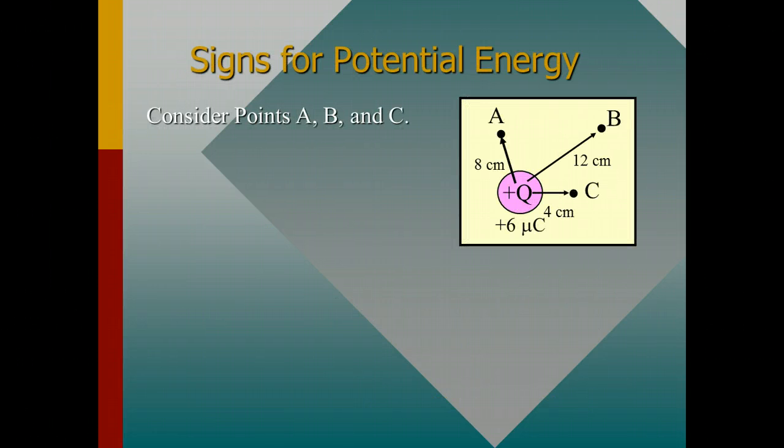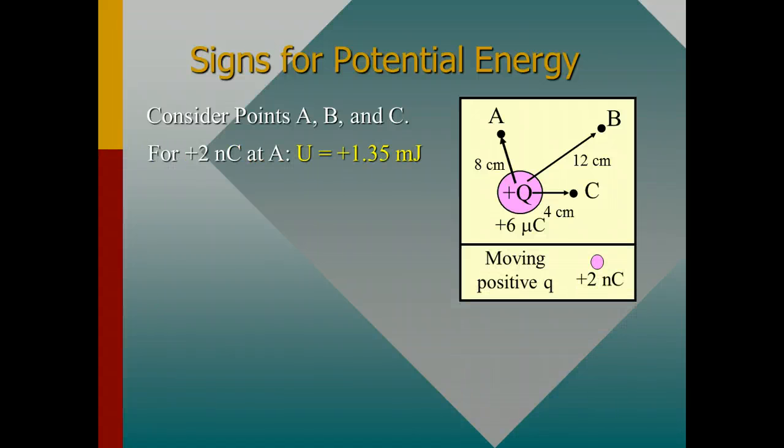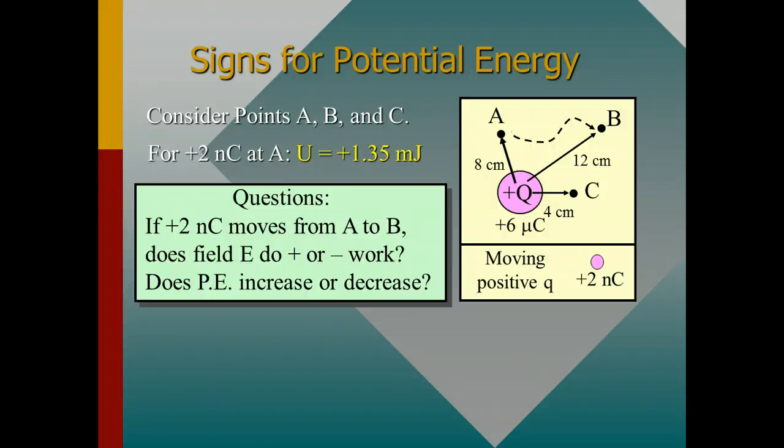The signs for potential energy have to do with whether we are going to be increasing or decreasing our potential energy. That is, whether or not the field is going to be doing work. At point A, our potential energy was positive. If we went to point B, the question is, does the potential energy increase or decrease? The field will do either positive or negative work, and the potential energy will either increase or decrease.